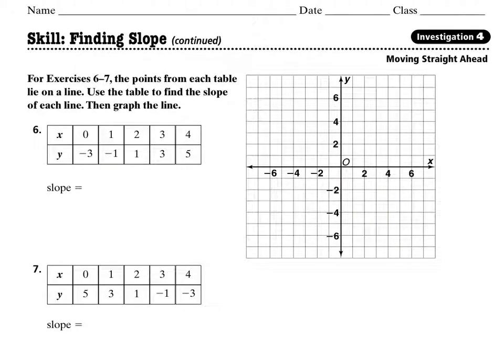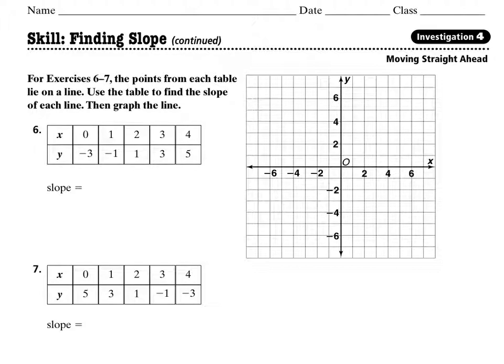This should be the back side of your paper. For exercises 6 and 7, the points from each table lie on a line. Use the table to find the slope of each line, then graph the line. So these ones are horizontal. We won't see any of these on the test. All of the ones on the test are vertical tables, but it's okay.